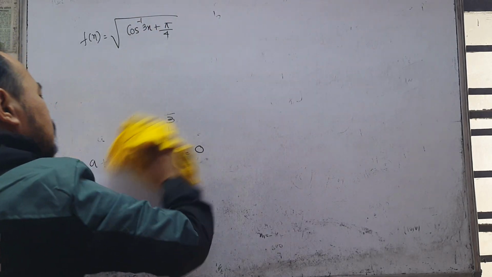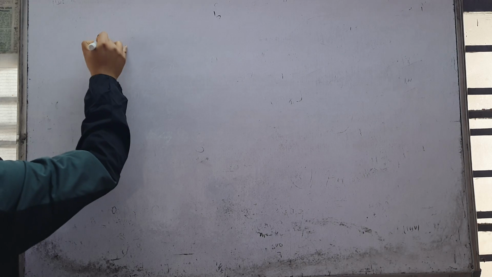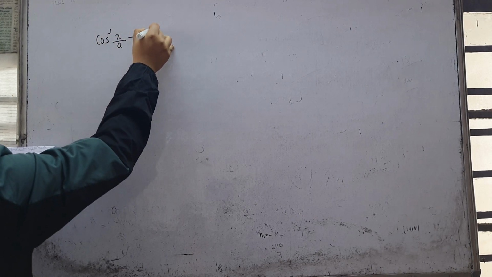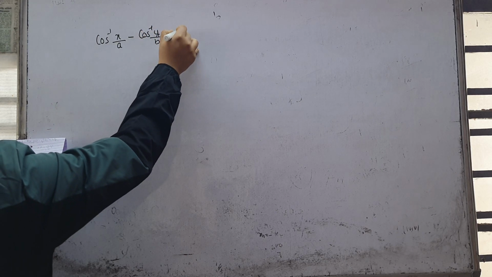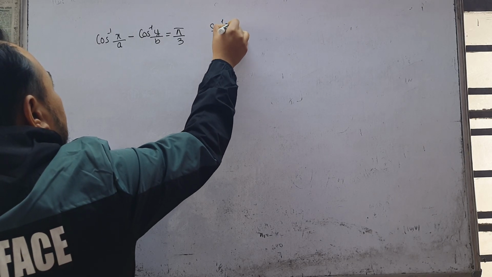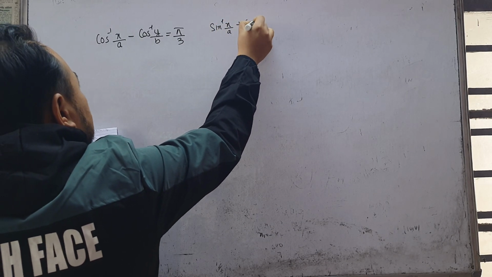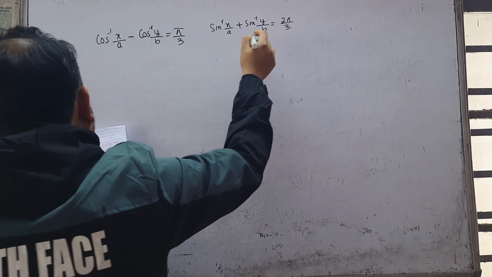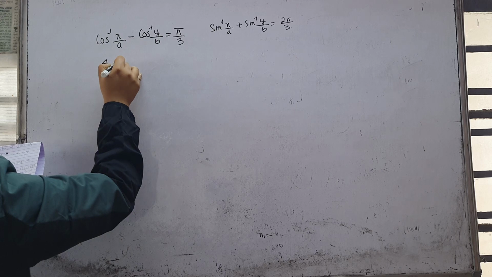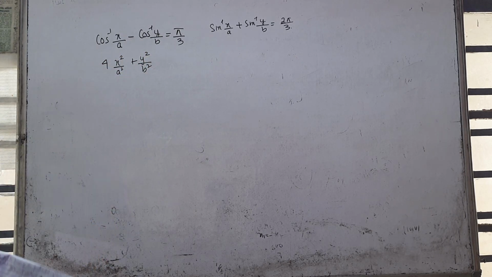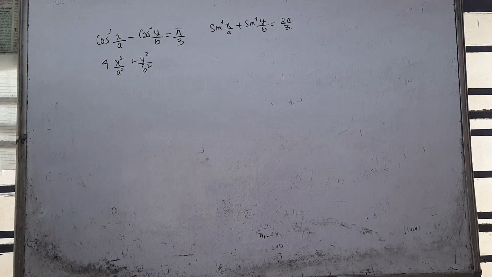Now what about this third question? It's given, this is important. Cos inverse x by A minus cos inverse y by B, 4 marks, equal to pi by 3. We had done these type of questions. Sine inverse x by A plus sine inverse y by B equal to 2 pi by 3. I have to find the value of 4x square by A square plus y square by B square. Is it clear?